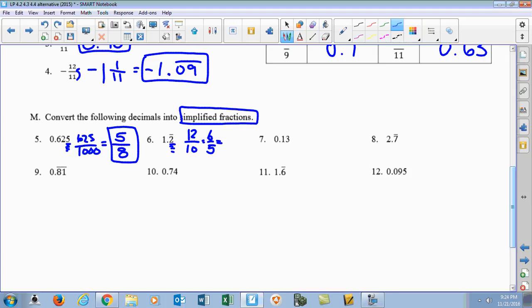And then for 6/5, if you want to simplify the fraction, because you never leave it as an improper fraction, we can reduce it to a mixed number. 5 goes into 6 one time, leaving me 1. So 1 1/5 can be your simplified fraction for 1.2 repeating.